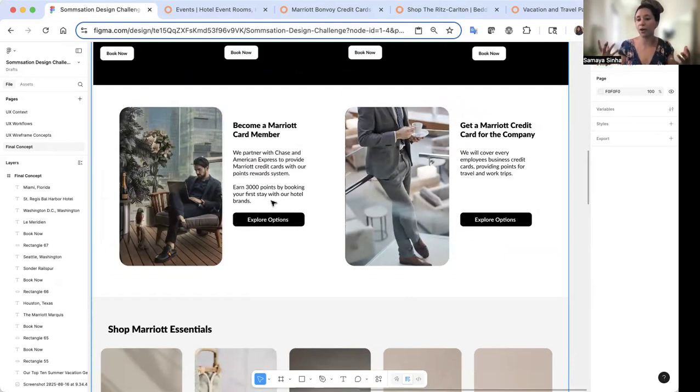And then I also wanted to really highlight Marriott's credit card offerings and elevate it as you're becoming a member of the Marriott Club. And obviously, this type of information would be reprioritized more above the fold and at the top of the page if this was a returning user, because a returning user has already stayed at Marriott multiple times and is now looking to become more committed to the Marriott brand. So by saying becoming a Marriott card member and talking about how they partner with Chase and American Express, and how you can earn points for your stays is really a great way to highlight the personal B2C use case.